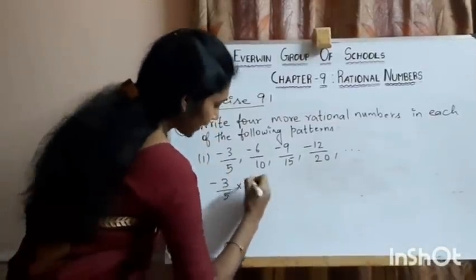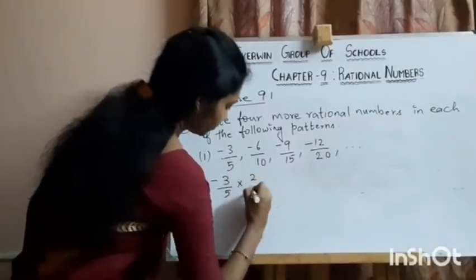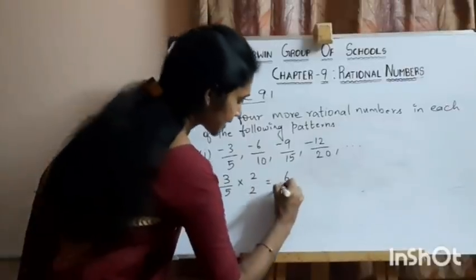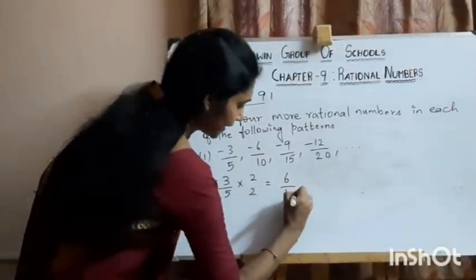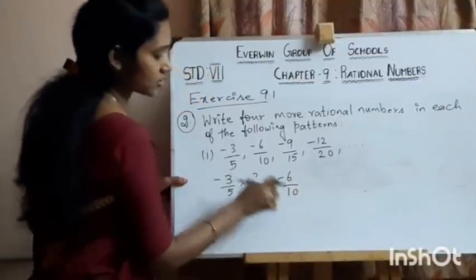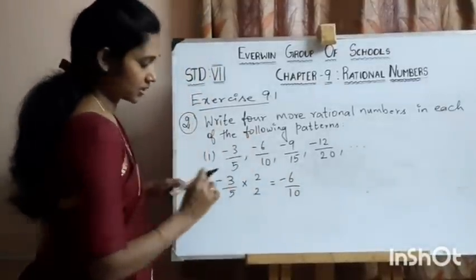They have multiplied with 2. Okay, so what will be the answer? 3 2s are 6, 5 2s are 10. Okay, so minus will be there. Minus 6 by 10. So we have got the second rational number.